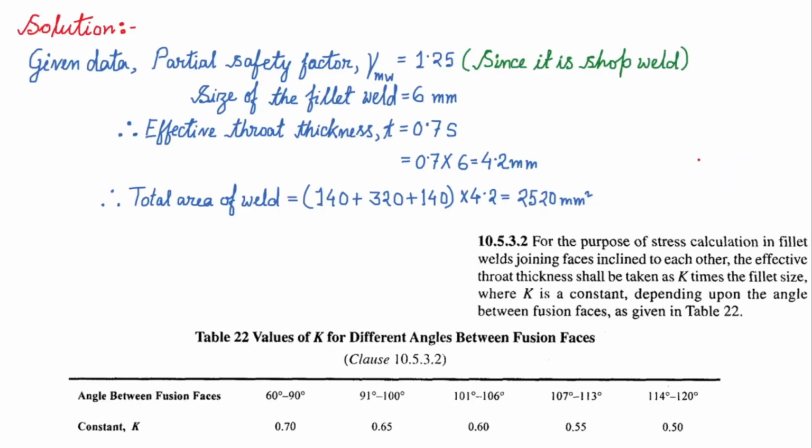That's why the connection is an eccentric connection. So let's start the solution part. The given data: partial safety factor gamma MW is 1.25 for shop weld. It is taken from Table number 5 of IS 800 2007.